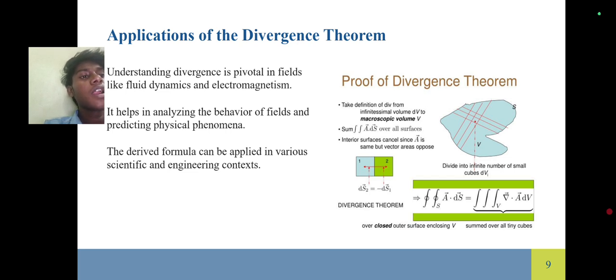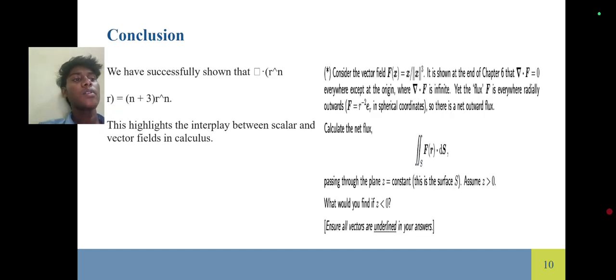And here, the double integration of A dot dS over S is equal to the triple integration of del dot A dV over V, over the closed outer surface enclosing V, summed over all tiny cubes. And conclusion: we have successfully shown that del dot (r power n times r) equals (n plus 3) times r power n, which highlights the interplay between scalar and vector fields.